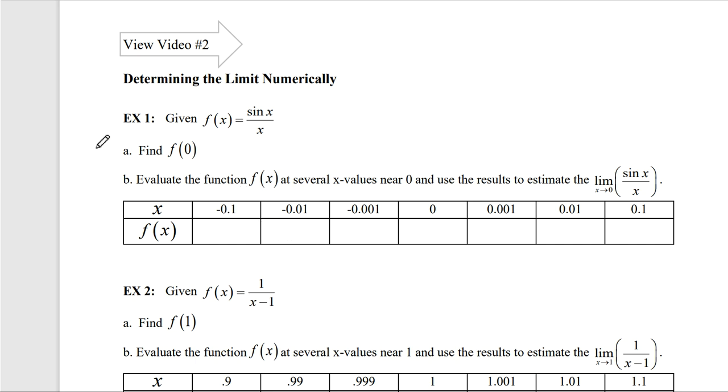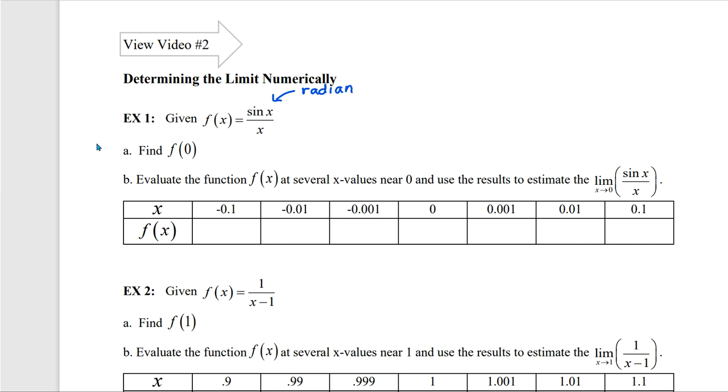Okay, so to begin, we're shown the function f of x is sine of x over x. Just a note here: anytime in calculus when we're dealing with trig functions, make sure that you're in radian mode on your calculator. So you can do that right now.